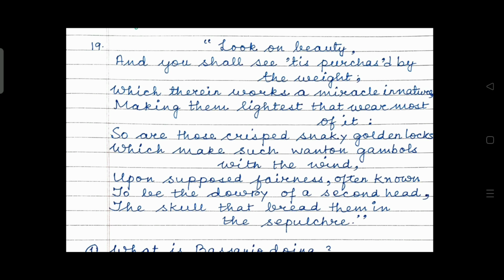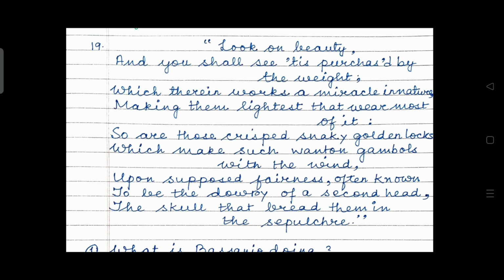So are those crisped, snaky, golden locks, which make such wanton gambols with the wind, upon supposed fairness, often known to be the dowry of a second head, the skull that bred them in the sepulchre. Now, learn the entire speech of Bassanio while he is contemplating which casket he will choose, the golden one, the silver one, or the leaden one.